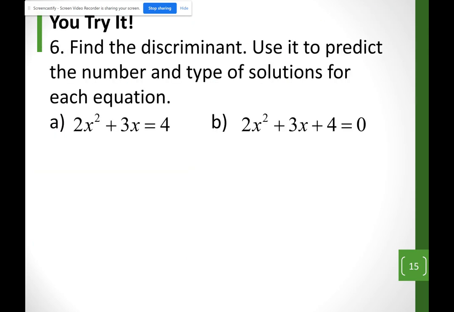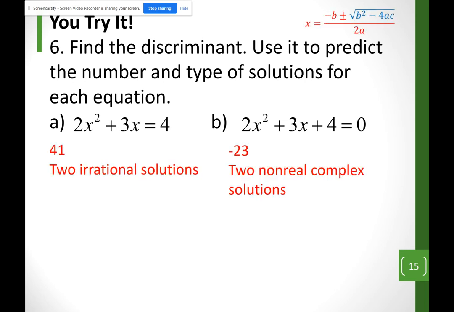Now you try this at home. For example A and B, my discriminant on A is positive 41. So 2 irrational solutions, because 41 is not a perfect square. For example B, you get that your discriminant is negative 23. So 2 non-real complex solutions. One thing on example A, don't forget the 4, you got to bring it to the left though when you work that.